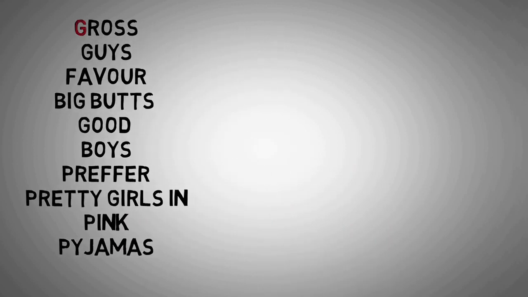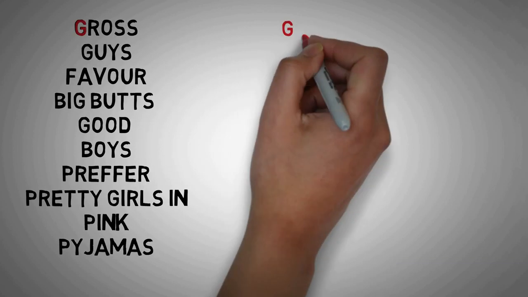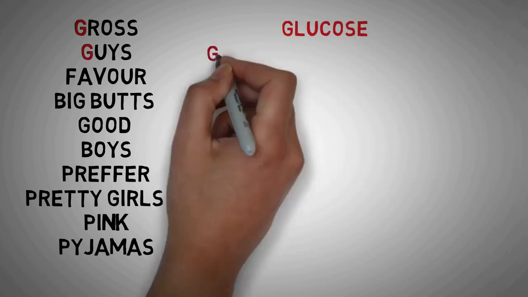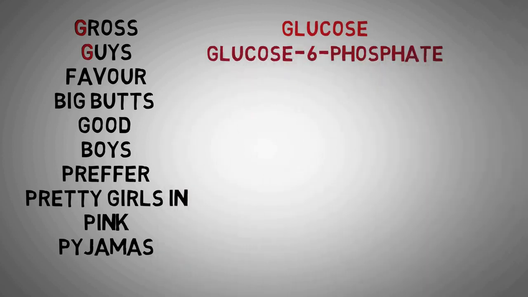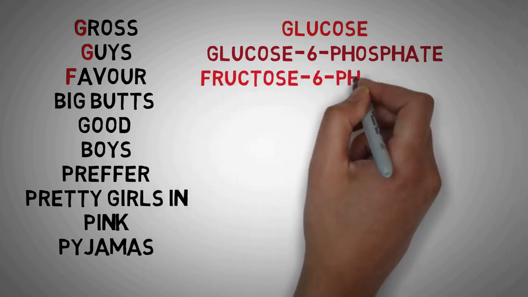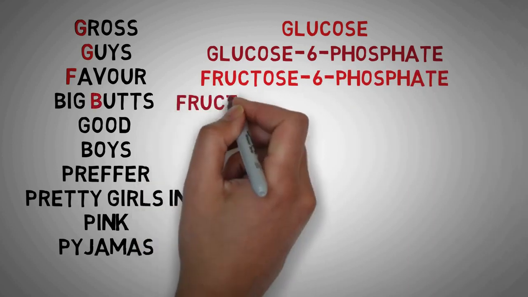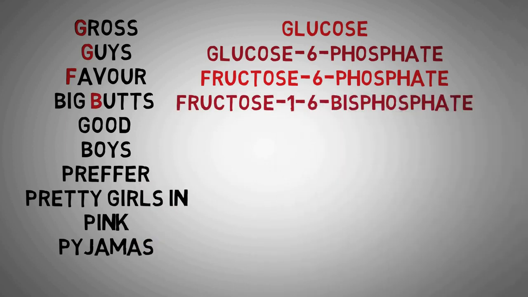This mnemonic is based on the following substances. The G in gross stands for glucose, which is the first molecule used in glycolysis. Again, we have one more G that stands for glucose 6-phosphate, which is the next molecule in this pathway. The F in the word favor stands for fructose 6-phosphate. In the next reaction, another phosphate molecule gets attached to fructose 6-phosphate to make it fructose 1,6-bisphosphate. Since it is a bisphosphate, now the word for it in the mnemonic starts with B, that is big butts.